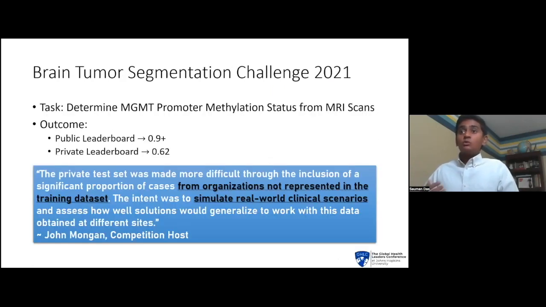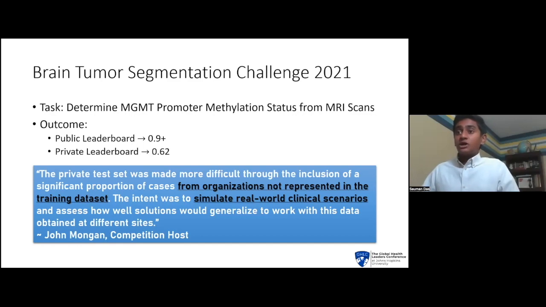But skin color is only one factor that varies in real-world conditions. Almost every machine learning model suffers from this generalizability problem. Last year, the Radiological Society of North America hosted the Brain Tumor Segmentation Challenge. One of the tasks was to determine the MGMT promoter methylation status from MRI scans using deep learning and machine learning techniques. This surprising and also somewhat disappointing outcome revealed a large issue in machine learning that must be fixed.